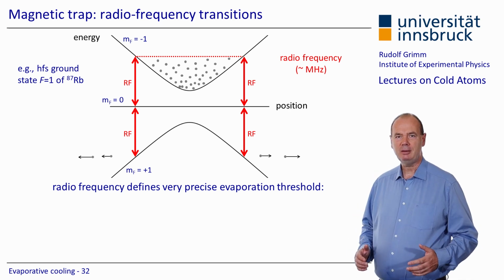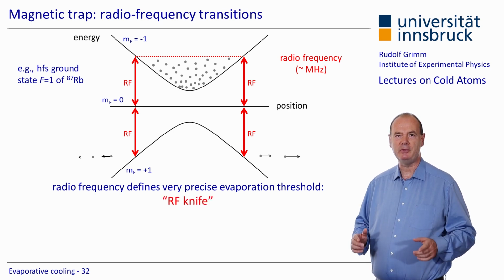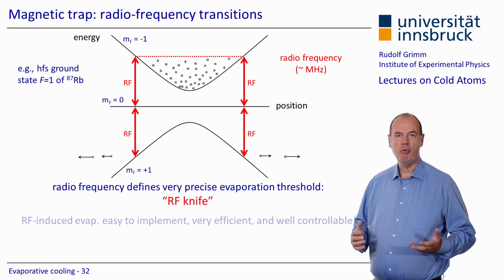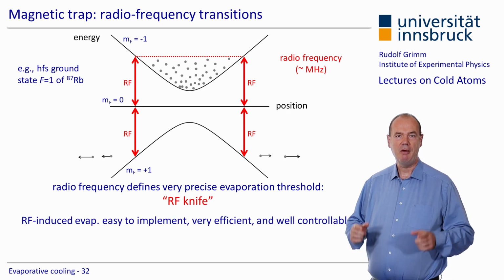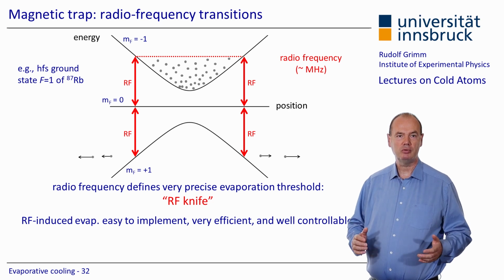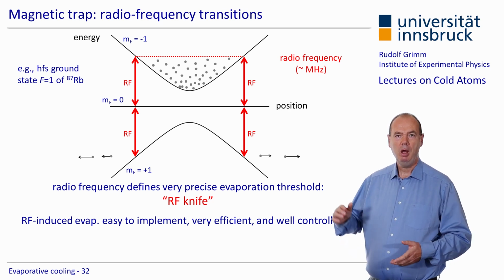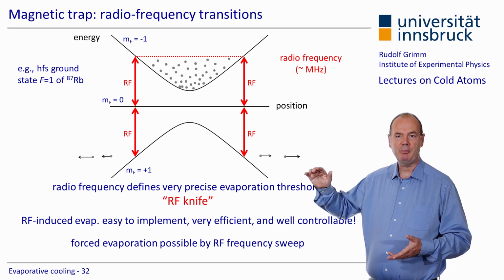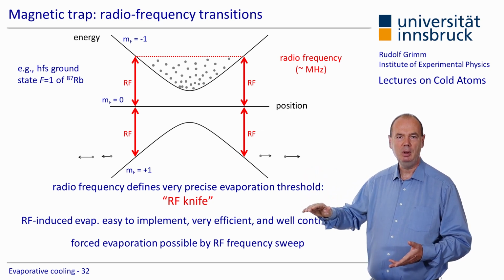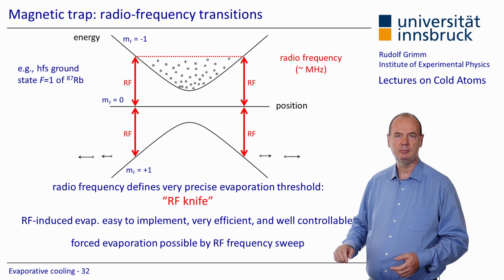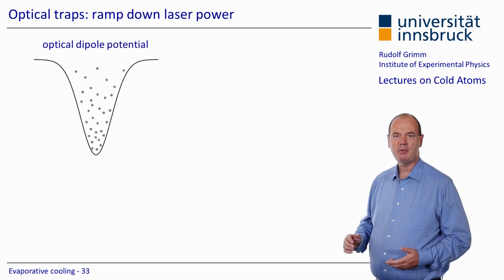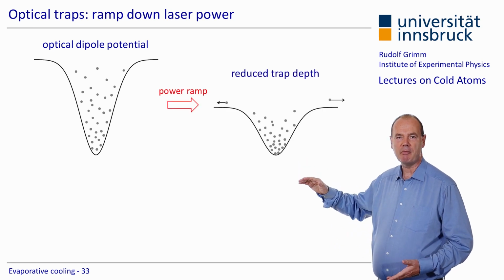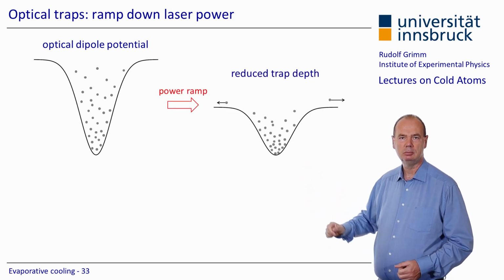Because of the sharp cut into the energy distribution, we sometimes call it a radio frequency knife. Radio frequency induced evaporation is easy to implement, very efficient and well controllable. Forced evaporation can be achieved by sweeping the radio frequency according to the decreasing temperature. In an optical dipole trap, the trap depth can be reduced by simply ramping down the laser power.